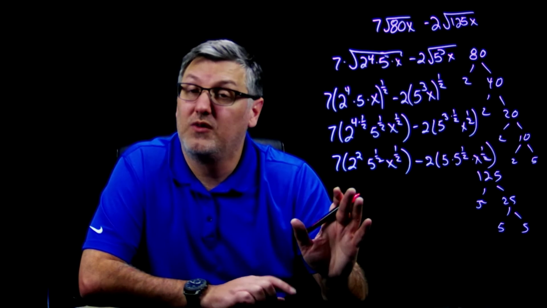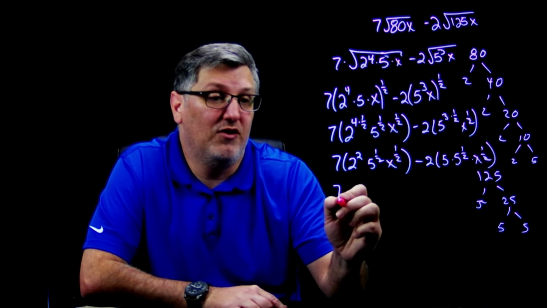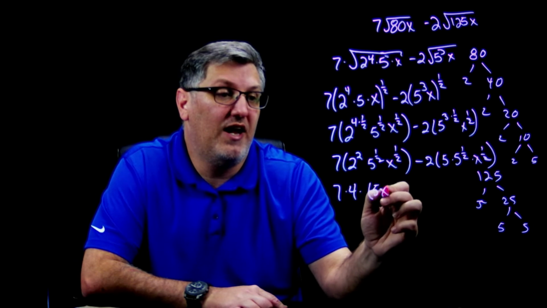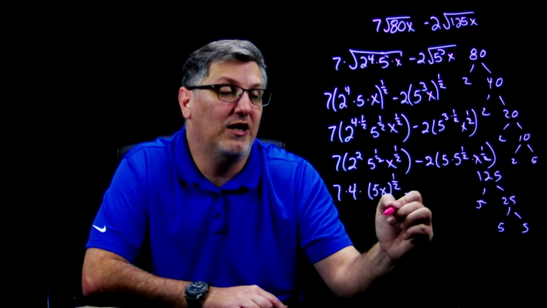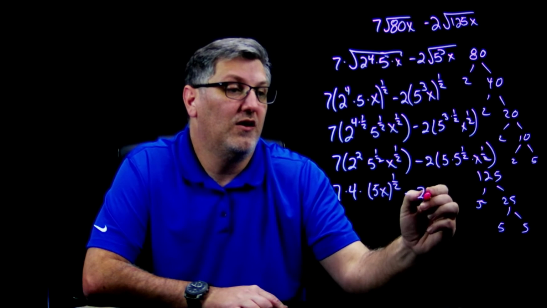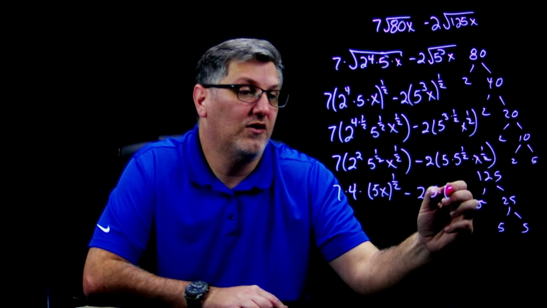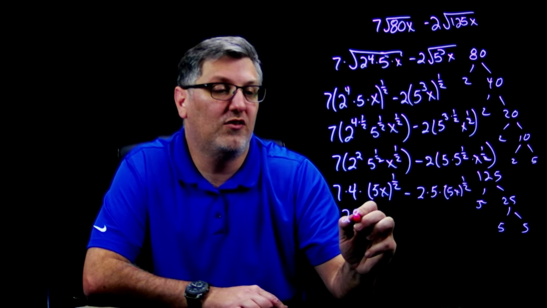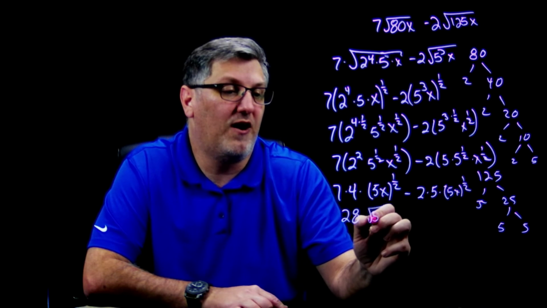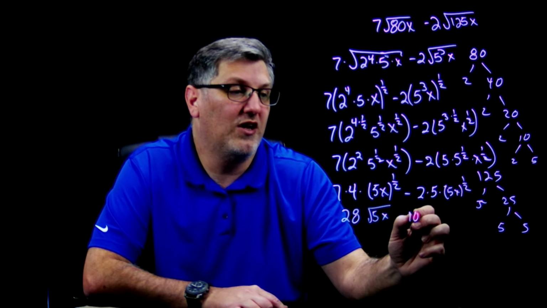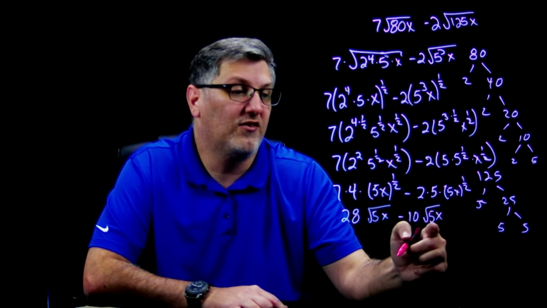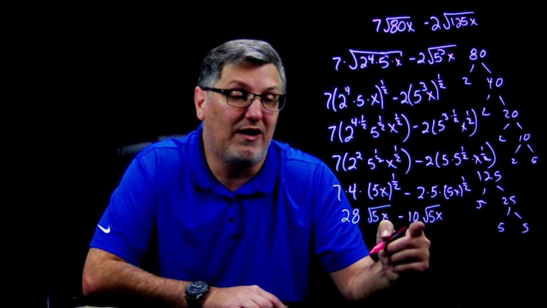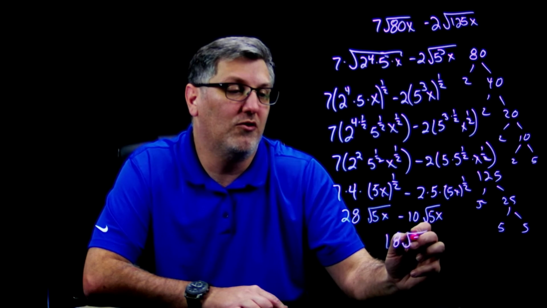So from here, all we have to do is rewrite it. We're actually done. We have 7 times 4 times 5x to the 1/2 power minus 2 times 5 times 5x to the 1/2 power. 7 times 4 is 28. This becomes 28 square root of 5x minus 2 times 5, which is 10, square root of 5x. Hey, these are the same. I can now combine like terms because these are alike. And this gives me 18 square root of 5x.